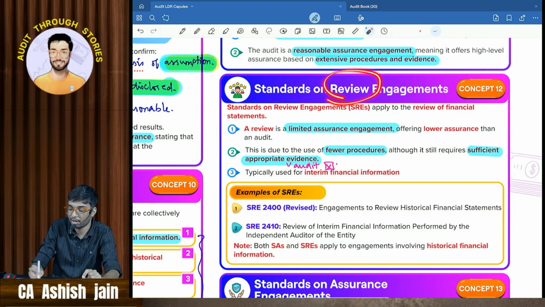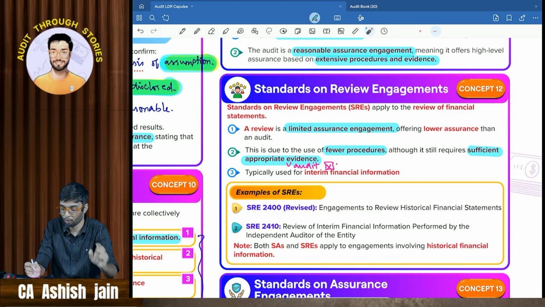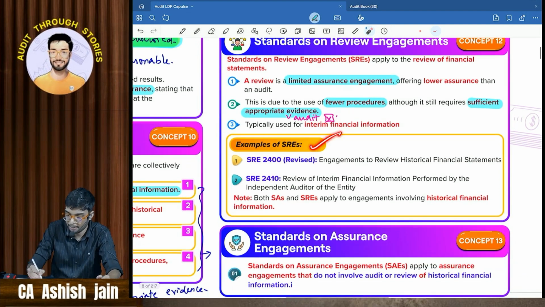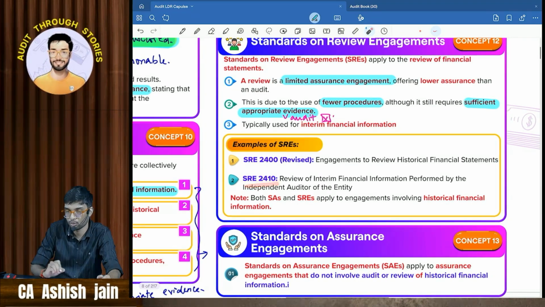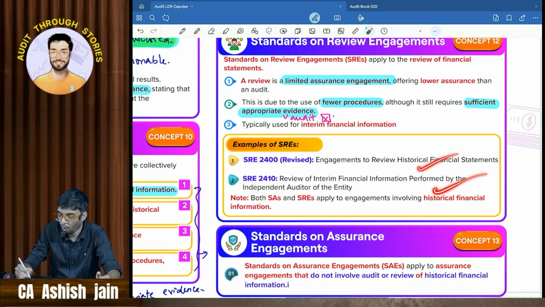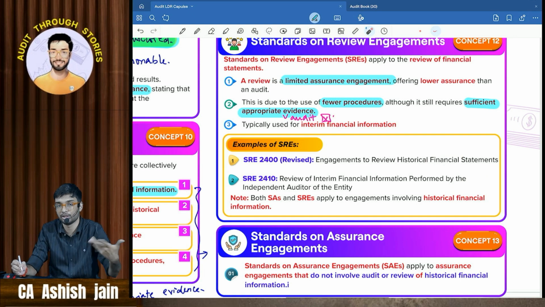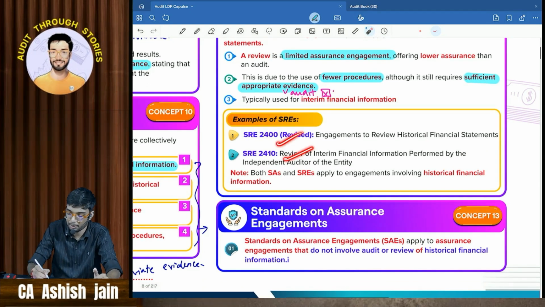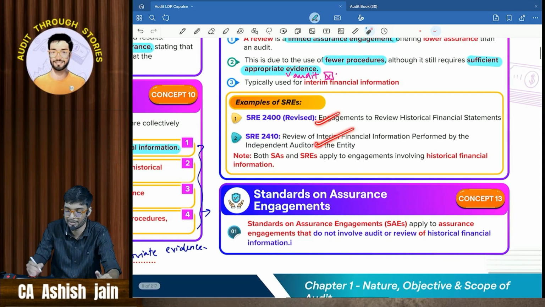Remember this. This is a review, not an audit. You will be giving a review report of that particular 3 months only. For 3 months quarterly financial statements you will give a review report, not an audit report. Remember this. Examples of SRE are SRE 2400 and SRE 2410. All these things you will learn in depth in your CA final. You can just remember these two names, as the example can also be tested for 2 marks.